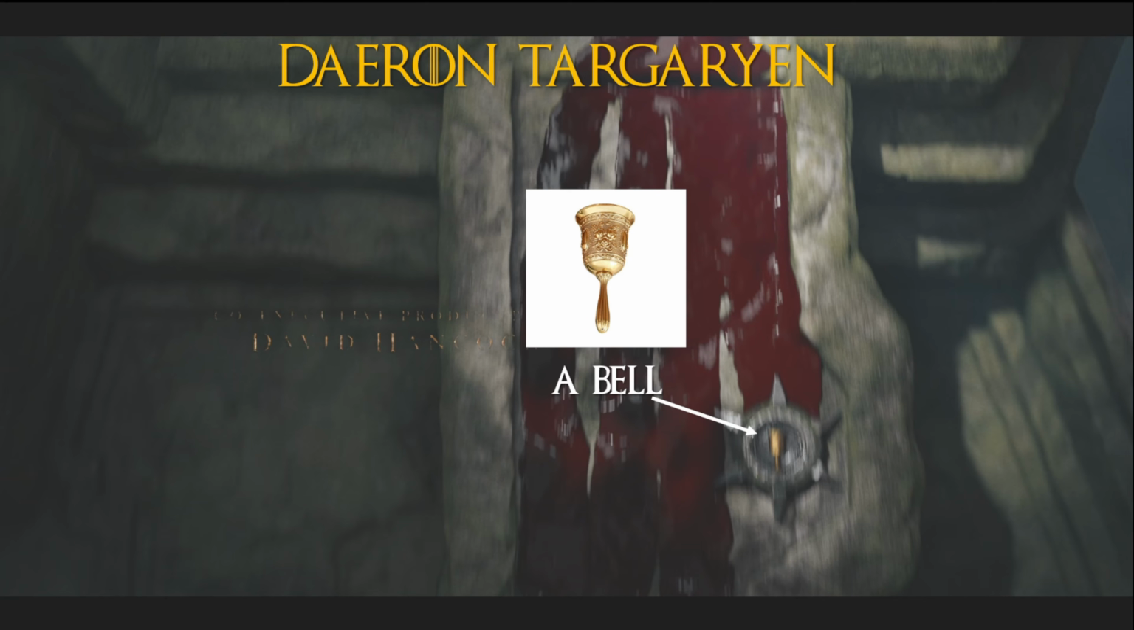Moreover, why would a drinking cup be the emblem of a very young child? I have a theory as to why I think Daemon Targaryen's emblem is a bell.